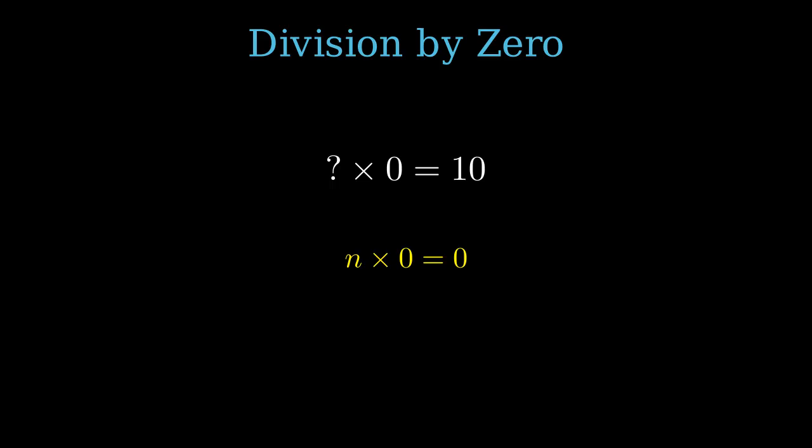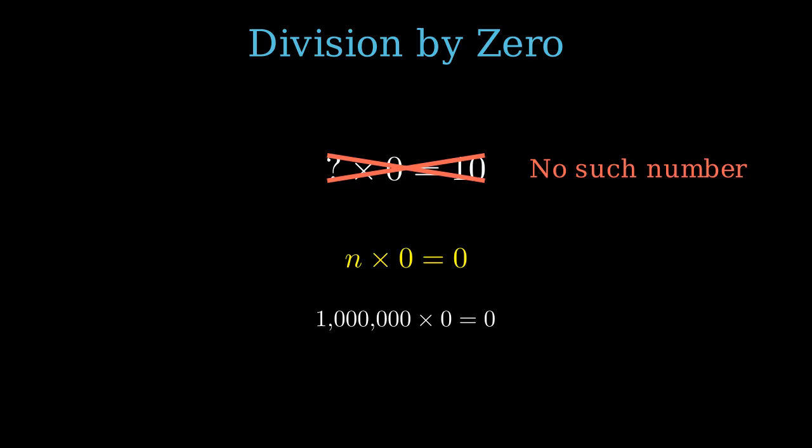1 times 0 is 0. 1 million times 0 is 0. There is no value in existence that can be multiplied by 0 to produce 10. The question 10 divided by 0 asks for a result that simply cannot exist within the rules of multiplication. Because no number can satisfy the requirement, the operation reaches a total standstill.